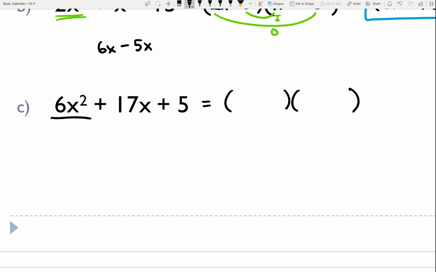Now, what I kind of like to do in these problems here is do a little bit of a chart. So maybe say one way I could do it is 2x and 3x. Another way I could do it would be 6x times x. Those are all the different possibilities there.